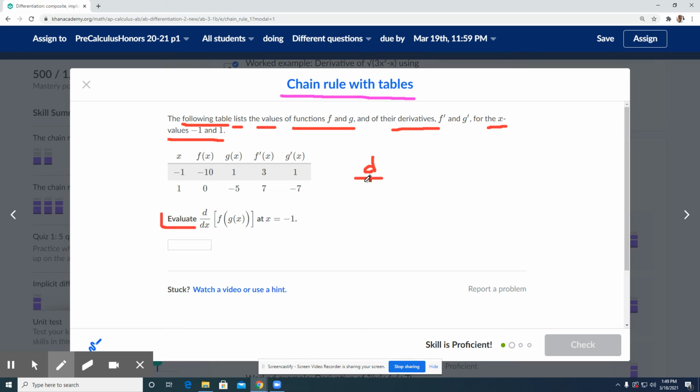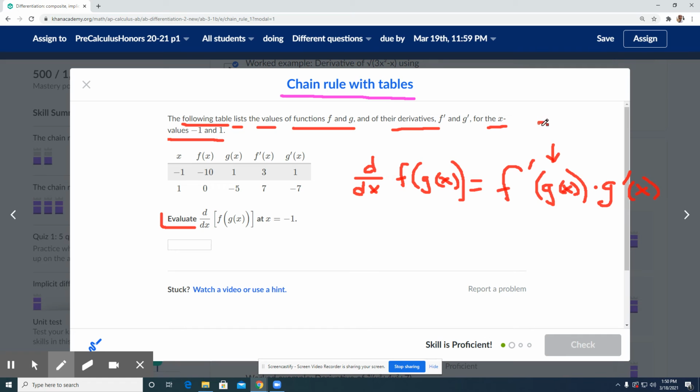So d dx of f of g of x is going to be equal to the derivative of the outermost function, and we would rewrite the inside. Now we've taken care of the outermost one, then we multiply by the derivative of the one on the inside. And then we're going to take care of that first.